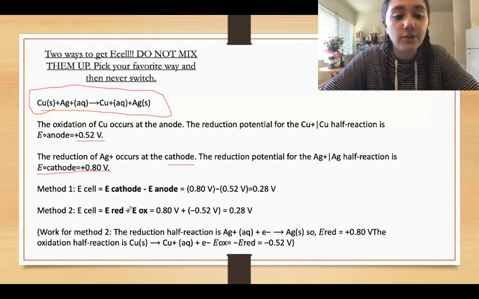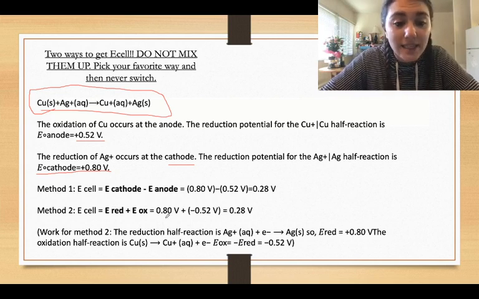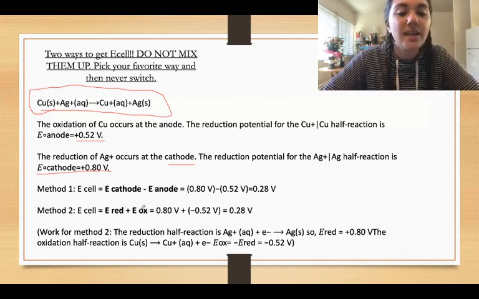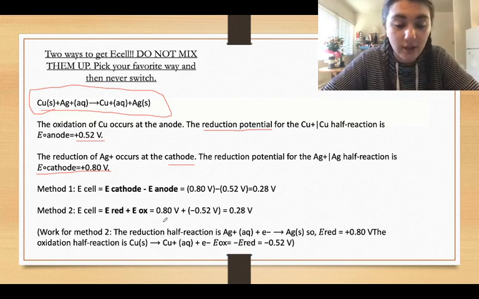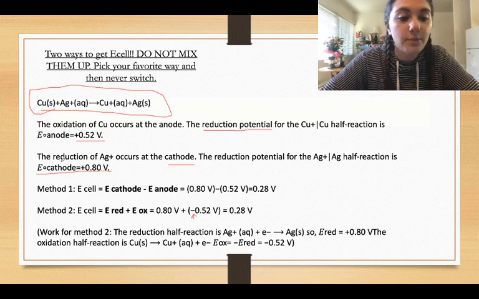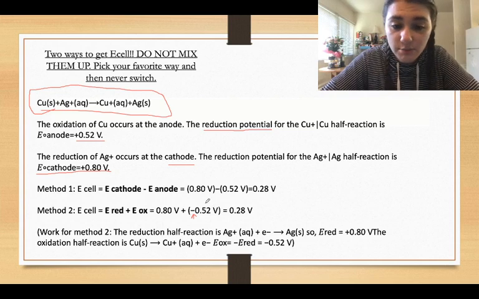Now, the other way you can do this is E reduction plus E oxidation, but you have to flip the sign of the oxidation. So E ox actually equals negative E red. Remember, these are both reduction potentials, but E ox means you need the oxidation potential, which would be the opposite sign. So I take what's being reduced plus what's being oxidized, and since the table gives a reduction potential, I flip the sign to get the oxidation potential.